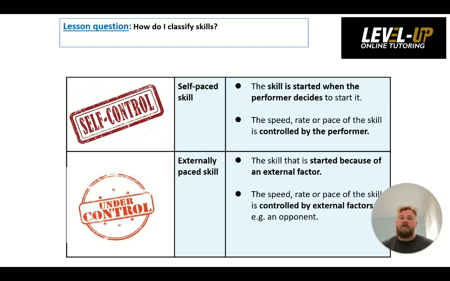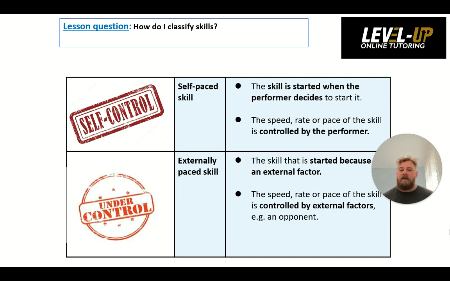We have self-paced and externally paced skills. So self-paced skills, the skill is started when the performer decides to start it. The speed, rate, or pace of the skill is controlled by the performer. And externally paced skills, the skill is started because of an external factor. The speed, rate, or pace of the skill is controlled by external factors such as opponents.